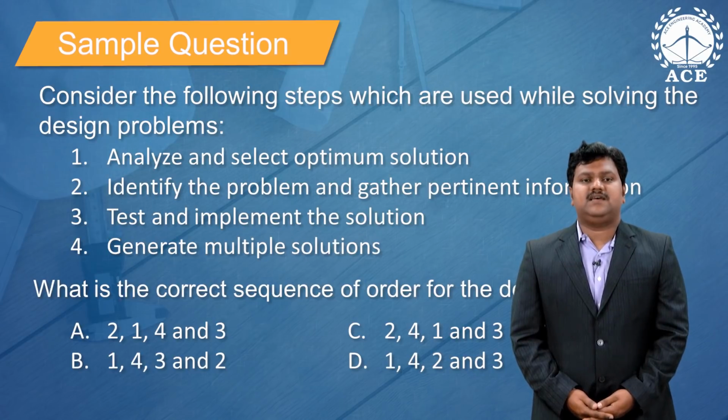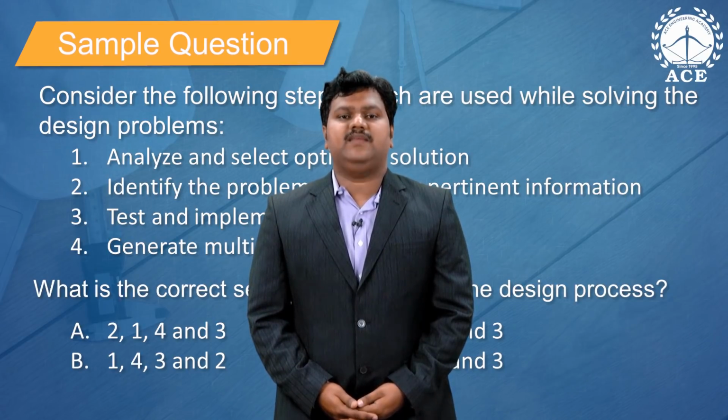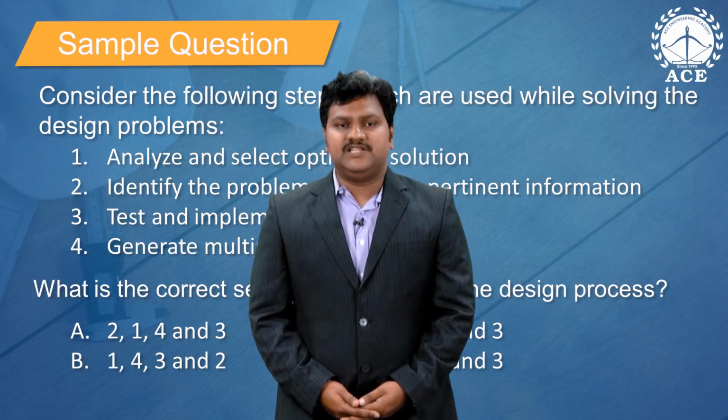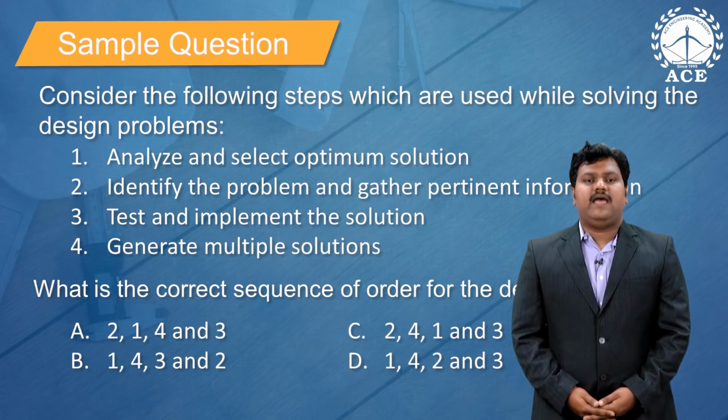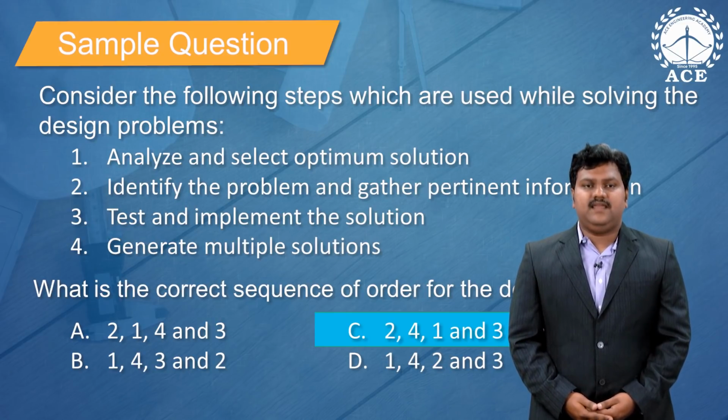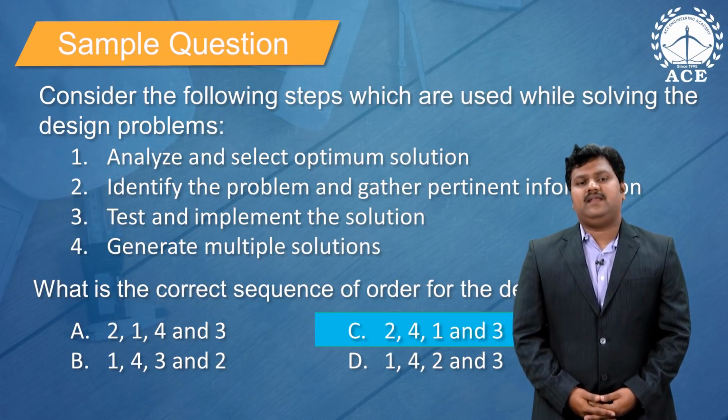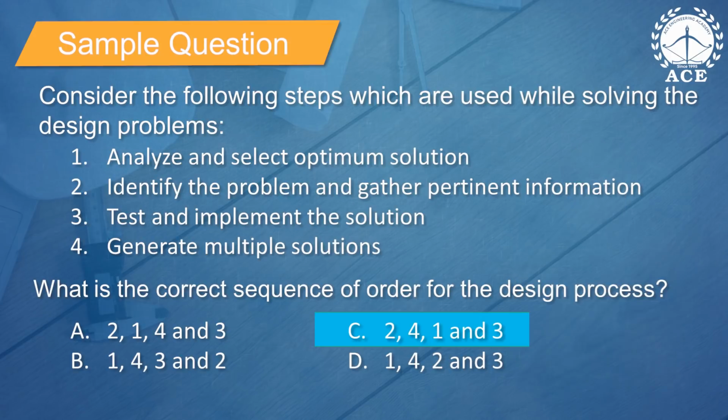So the correct answer is 2, identify the problem and gather pertinent information. 4, generate multiple solutions. 1, analyze and select optimum solution. 3, test and implement the solution. So the answer is 2, 4, 1 and 3, that is option C.